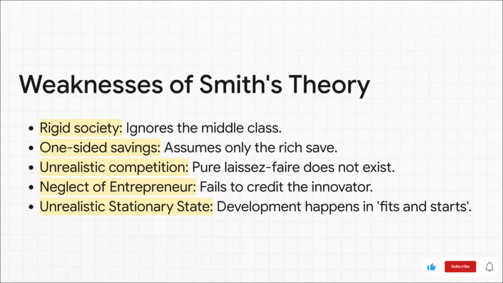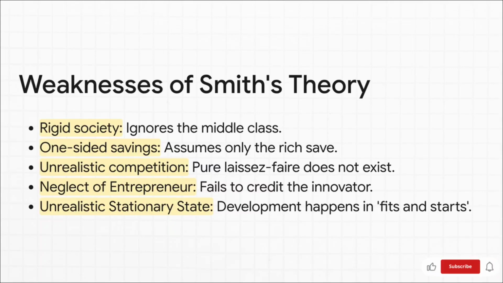So let's quickly break that down. R is for rigid division of society. Smith's model kind of ignores the hugely important role of the middle class. O is for one-sided saving base. He pretty much assumed that only capitalists and landlords save, not regular people earning an income.